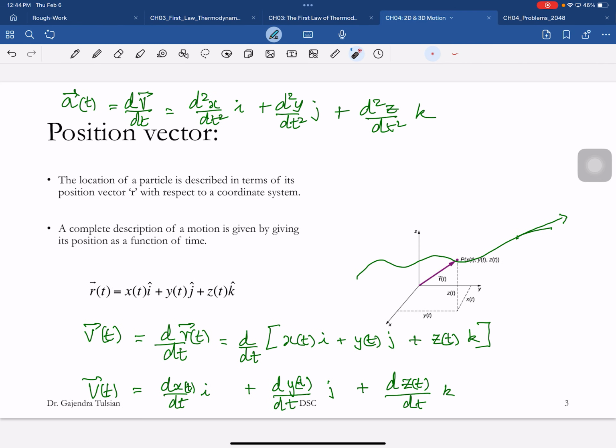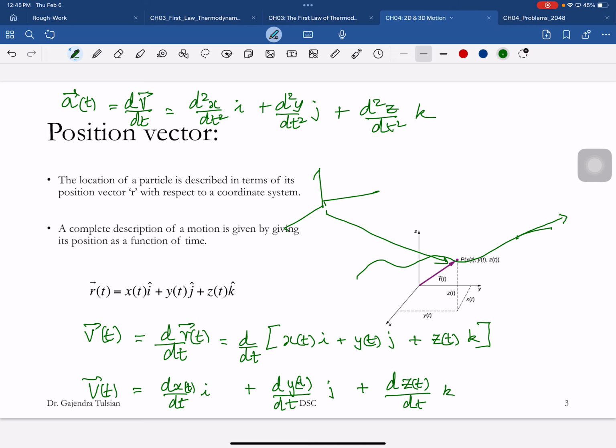The location of a particle is described by its position vector with respect to a coordinate system. So here is this object. Its position is the vector pointing from the origin to its location. That's its position vector with respect to this coordinate system. Its position vector with reference to a different coordinate system is that.